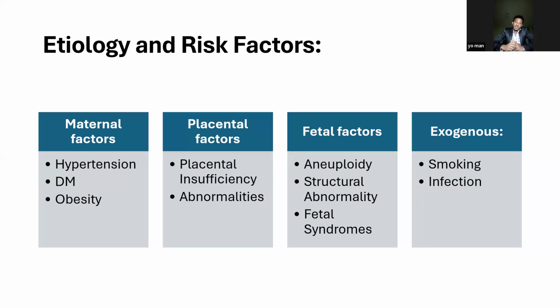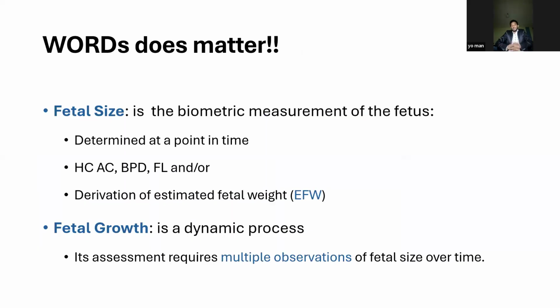And the other thing is carbon monoxide, which is present in cigarettes. Carbon monoxide competes strongly with oxygen for transport in the bloodstream by hemoglobin. So the carbon monoxide will compete for oxygen, and there will be a lack of oxygen for the fetus. So those are the etiology and risk factors which predispose the fetus to be growth restricted.